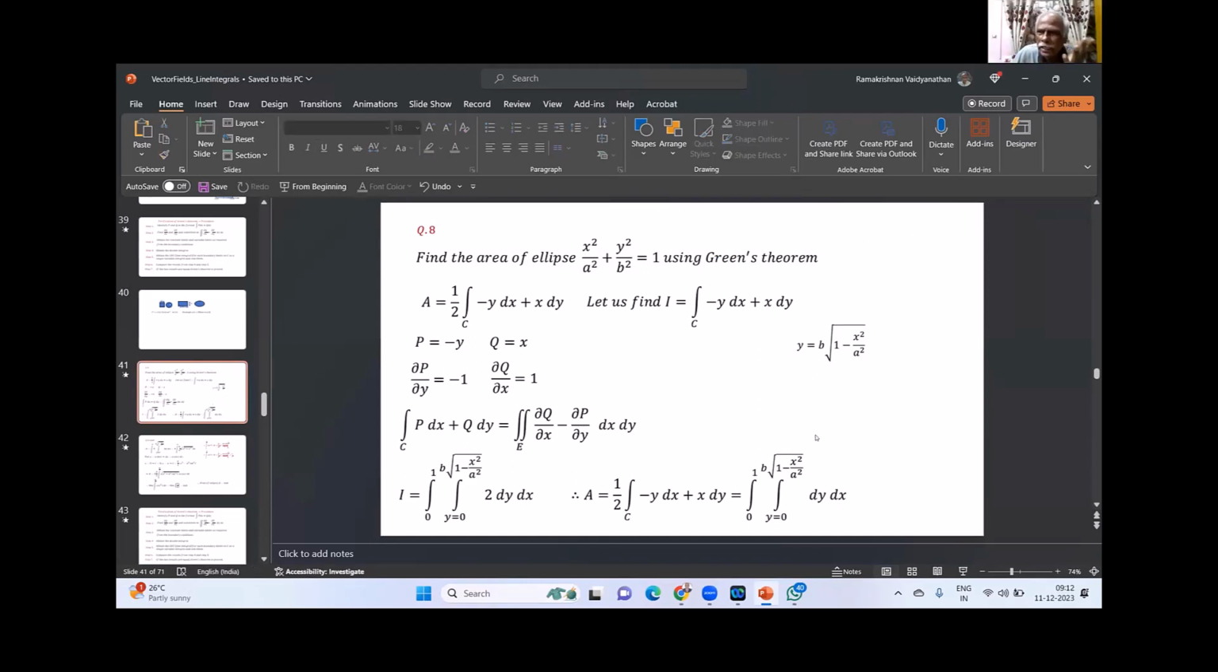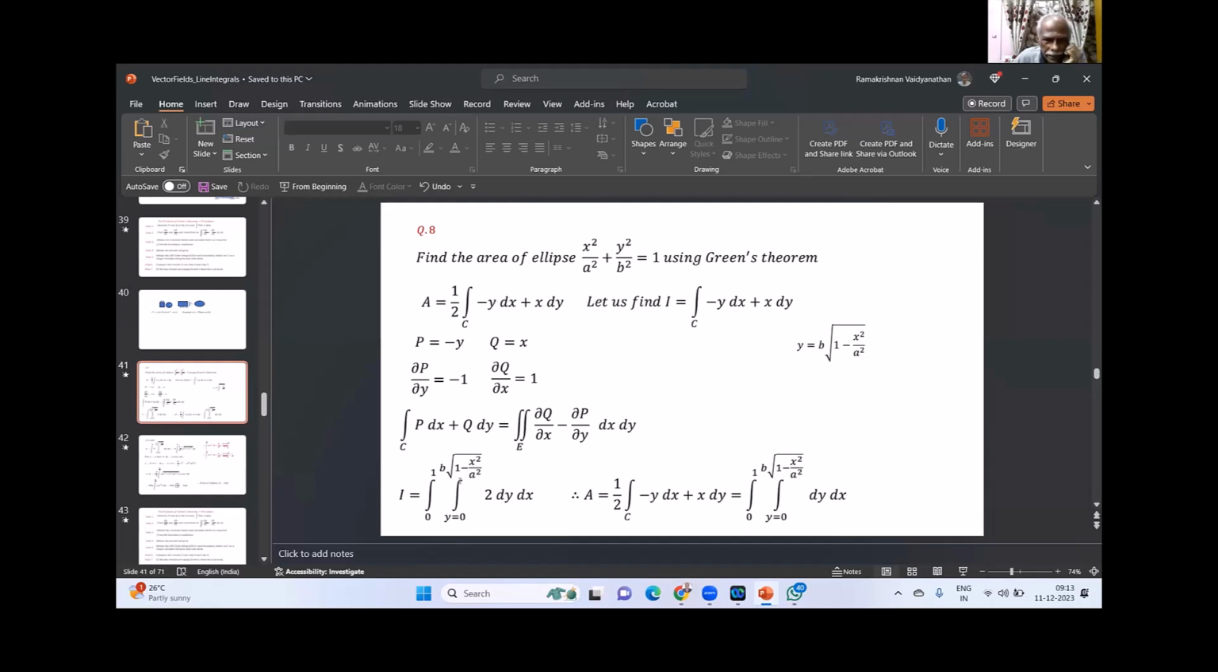Now that you know the answer, let us check whether we are getting it. Area is 1/2 times the integral of p dx plus q dy, where p is minus y and q is x. You know this by heart. Then p is -1 and q is 1, therefore you get the double integral of 2 dy dx. So you will get the same thing.